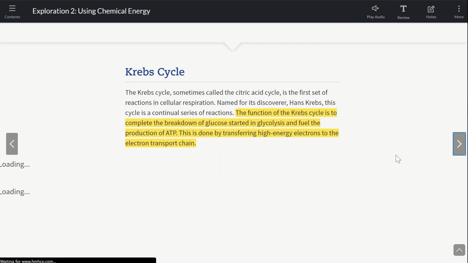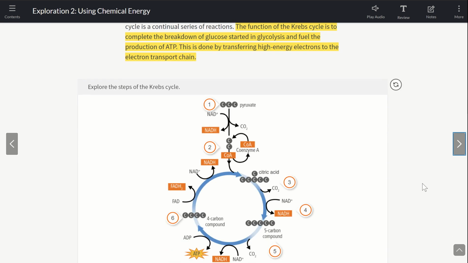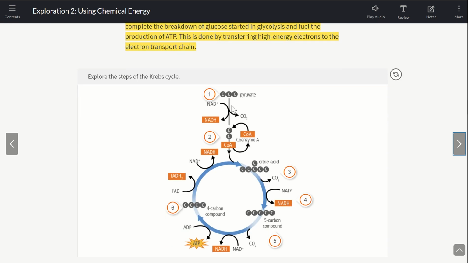The second stage is called the Krebs cycle. Now, as with most of the things that have weird names, this cycle is named because of a guy named Hans Krebs who discovered it. Now, as your textbook says, the function of the Krebs cycle is to complete the breakdown of glucose that was started in glycolysis. Again, we're trying to take those 3 carbon pyruvate molecules right here, and we're trying to break apart the remaining bonds so that there are no existing carbon-to-carbon bonds. Now, at the end of this, again, all of the carbon is going to be broken down. We're going to release it as carbon dioxide.